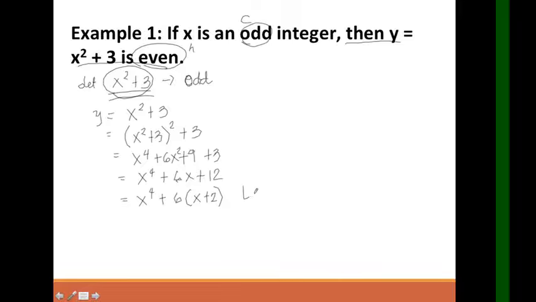Let x plus 2 equals q, such that this is an element of z. Therefore, y equals x raised to 4 plus 6q. And this 6q, by contradiction, is an even integer. Therefore, by contradiction, y equals x squared plus 3 is even. By contradiction yan. Okay?